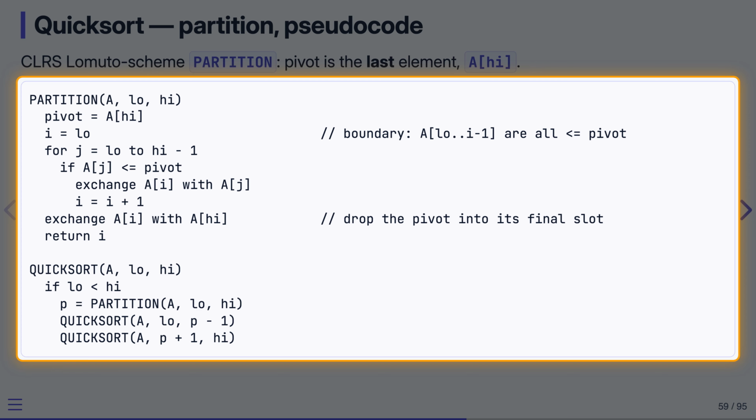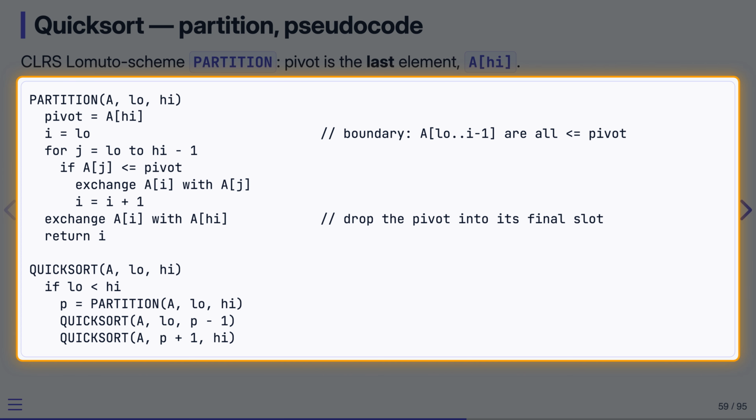Let's read the partition pseudocode, the Lomuto scheme. The pivot is the last element, A at index high. We set i to low. i marks the boundary of the small region. Everything from low up to i minus 1 is already less than or equal to the pivot.